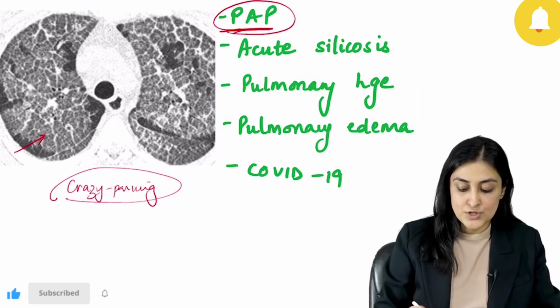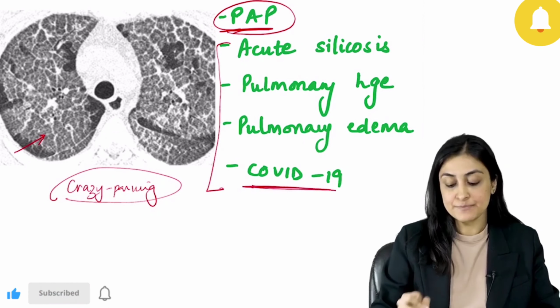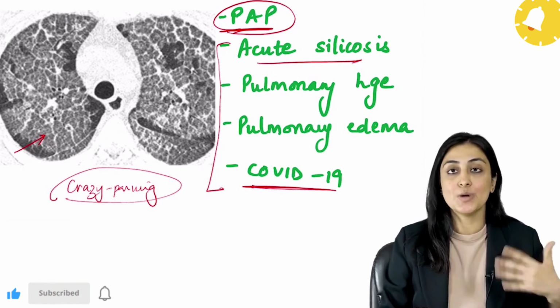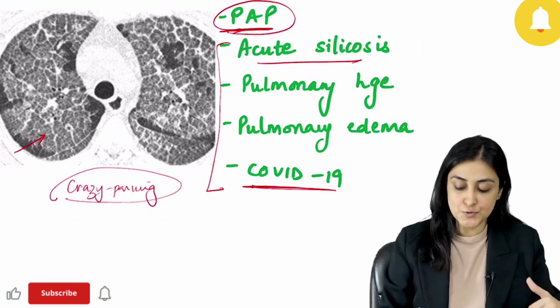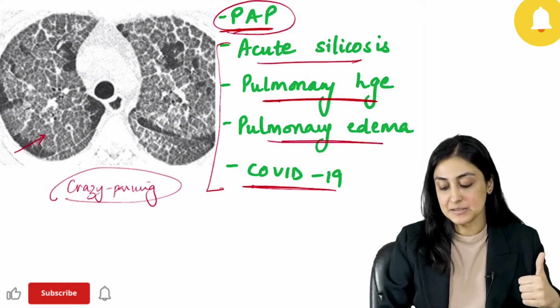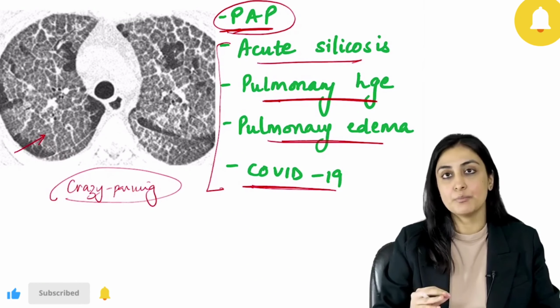Apart from that, this can also be seen in a bunch of conditions including COVID-19. So it can be seen in the acute phase of silicosis, a rare type wherein you have acute manifestations of silicosis. It can be seen in pulmonary hemorrhage. It can be seen in pulmonary edema. Alright, so this is the crazy paving appearance.